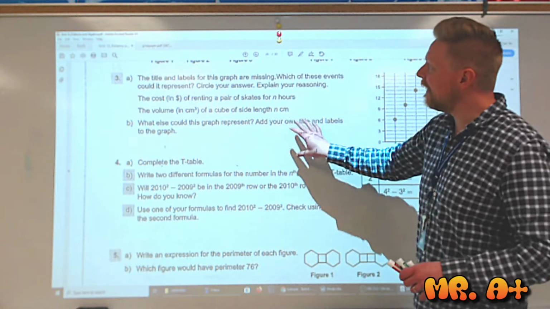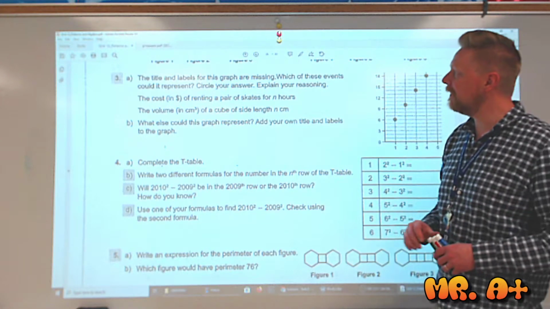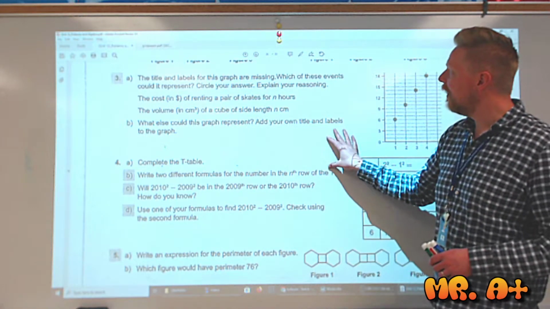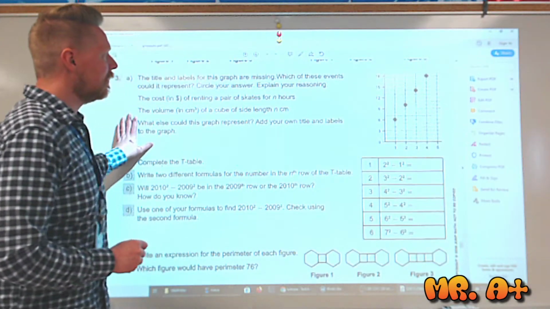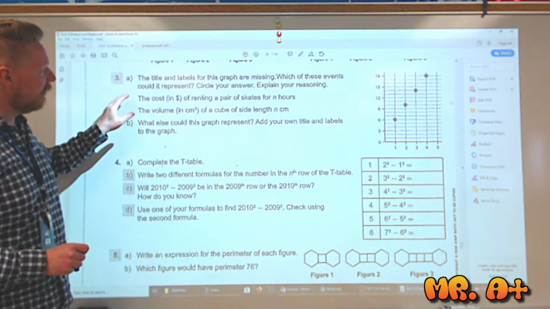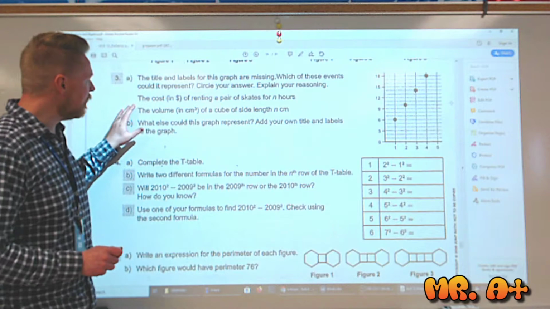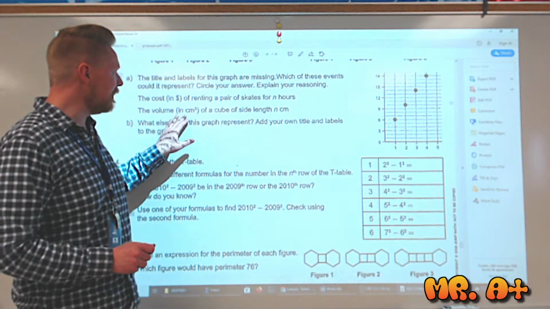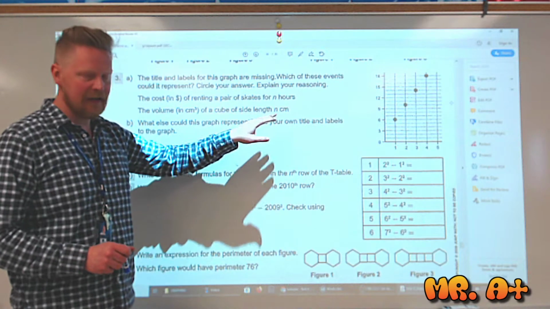Okay, welcome back. Let's take a look at number 3. The title and labels for this graph are missing. Which of these events could it represent? Circle your answer and explain your reasoning. So we've got 2 choices. The first is the cost in dollars of renting a pair of skates for n hours. And the second one would be the volume in centimeters cubed of a cube with a side length of n centimeters.